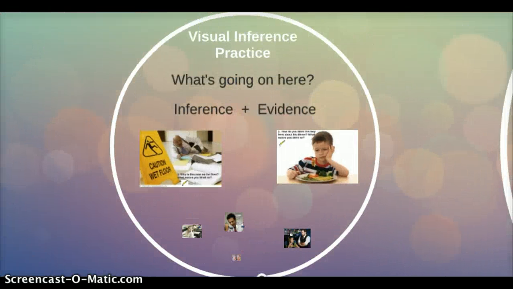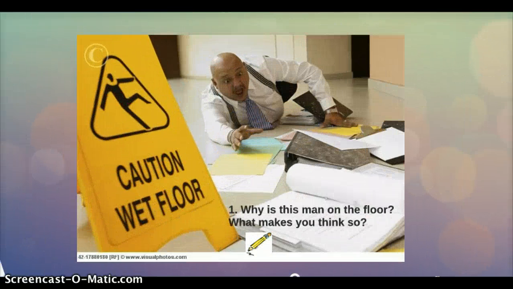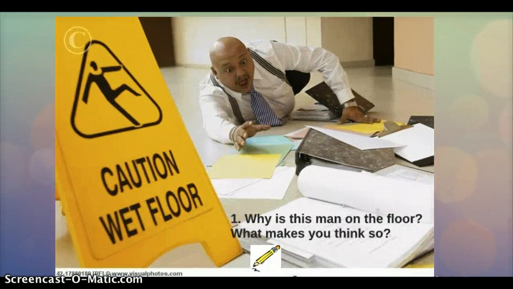Okay, let's do some visual inference practice. We'll look at a couple of pictures and decide what we think is going on here. Let's look at the first one. Okay, so the question is, why is this man on the floor and what makes you think so? So go to your guided notes and you'll see that there are sentence frames to help you with this. Please use those to complete the sentences to answer the two questions.